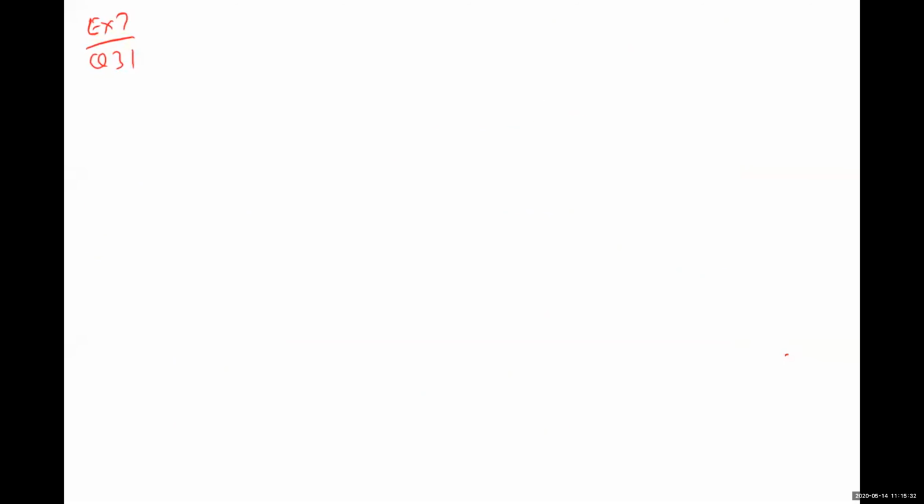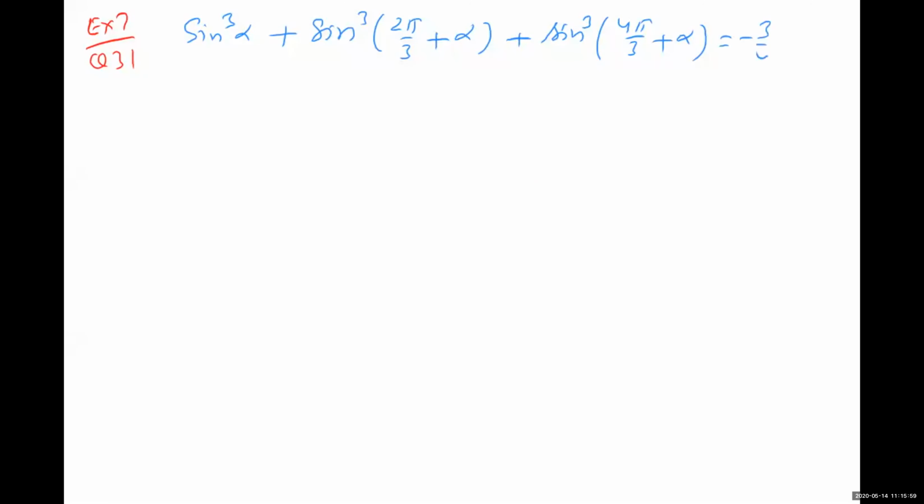Next question is prove that sine cube alpha plus sine cube (2 pi by 3 plus alpha) plus sine cube (4 pi by 3 plus alpha) is equal to minus 3 upon 4 sine 3 alpha. See which method you can use here easily.